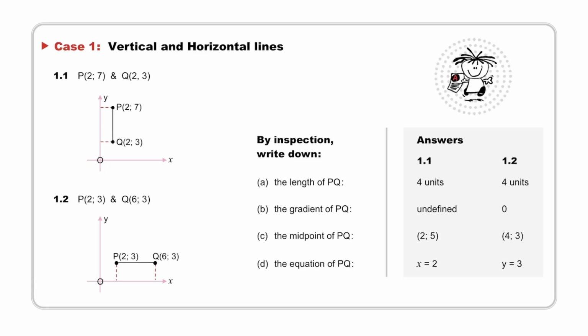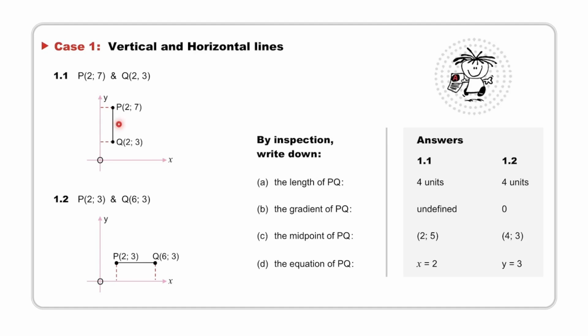The midpoint of PQ. Well, we realize the midpoint of PQ would have the same x-coordinate as P and Q, therefore 2, but the y-coordinate will be the value halfway between 3 and 7, so it will be the point (2, 5). The midpoint of PQ in the second case will have the same y-coordinate, namely 3, but the x-coordinate will be halfway between 2 and 6, and therefore the midpoint will be the point (4, 3).